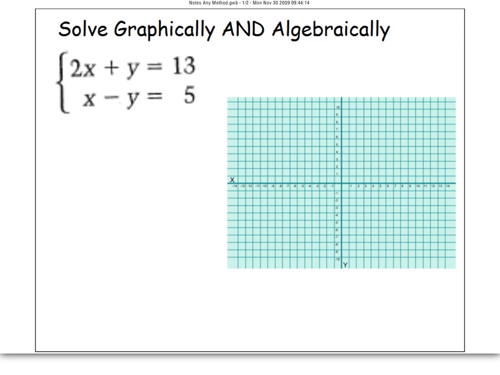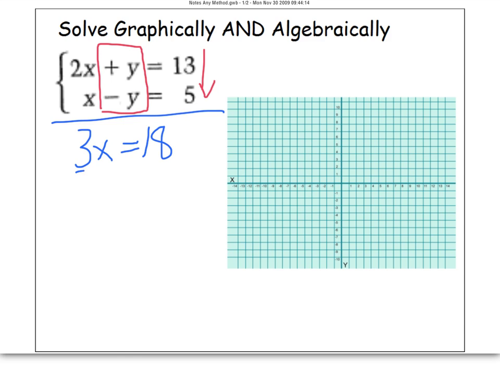And I look at it and I think linear combination is going to be really slick, because if you look at it right now, if you were to add down, the y's would naturally cross off. You don't have to do anything. So definitely go ahead and use linear combination. So 2x and 1x is 3x. Again, plus y minus y is 0, and 13 and 5 is 18. To solve for x, divide by 3, so x is going to be 6.